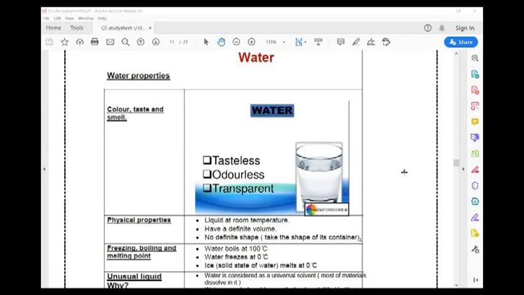Water properties. First, water is colorless, tasteless, and odorless. Colorless means it doesn't have a color. Water is a transparent material. Odorless, it doesn't have a smell. Tasteless, it doesn't have a taste.